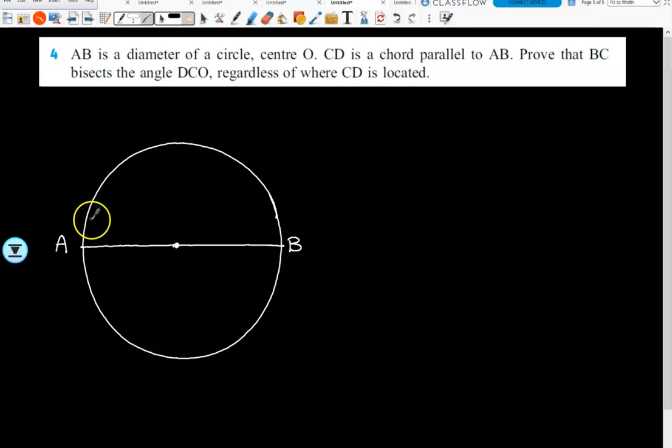So I tried to do it a little bit differently up here. So we're going to go C to D. And what's the next thing we must do? Draw the parallel lines. Okay, we want to prove that BC bisects angle DCO. Read that again. BC. So let's connect B and C.